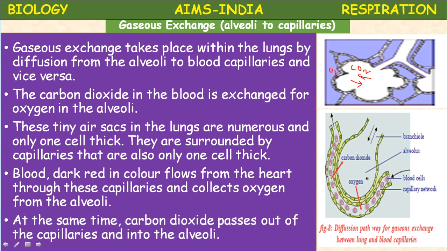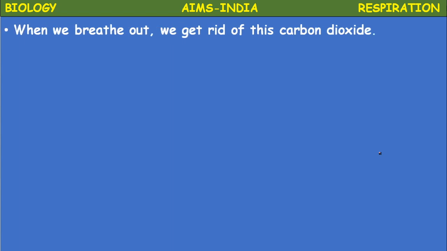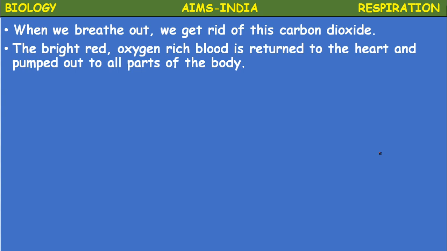At the same time, the carbon dioxide passes out of the capillaries and into the alveoli. This is the exchange of gases taking place inside the alveolus. Like that, numerous alveoli are present, and in each and every alveolus the same process takes place. Okay, next, when we breathe out, we get rid of this carbon dioxide, and the bright red oxygen-rich blood is returned to the heart and pumped out to all parts of the body, to each and every cell.